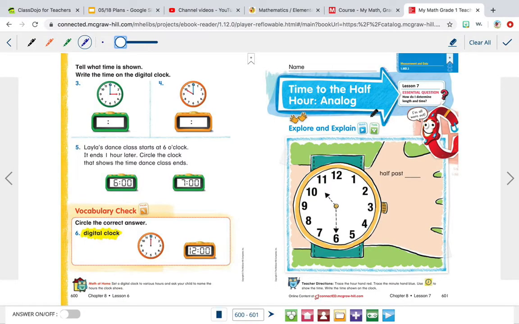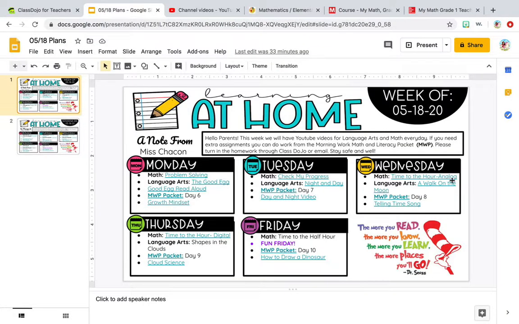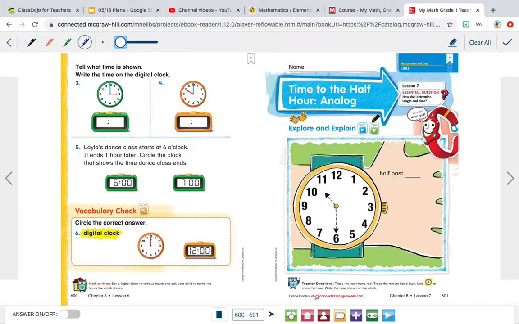But first, today we have our math lesson. What we're going to do is learn about minutes now. In the past, we've learned about hours. We learned how to tell hours on an analog clock and a digital clock. Now we're looking at half hours. A half hour means that it's halfway through the hour. So I'll go ahead and show you.